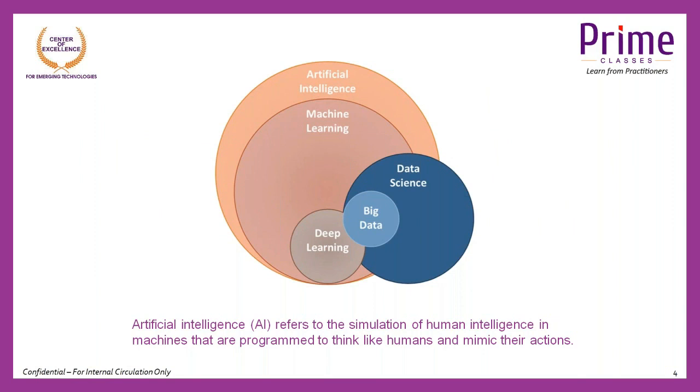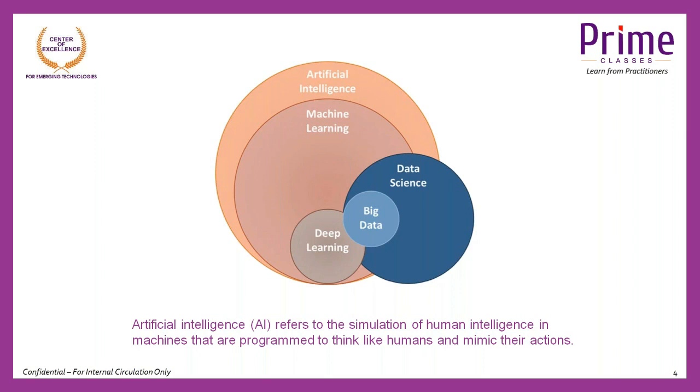Now, as I said, artificial intelligence is the bigger picture. It is a superset of everything. You'll hear words like data science, big data, deep learning, machine learning. All of these are subsets of artificial intelligence. Artificial intelligence is mimicking a human being. When you talk about a human being, we think and make decisions, and at the same time we execute a decision.